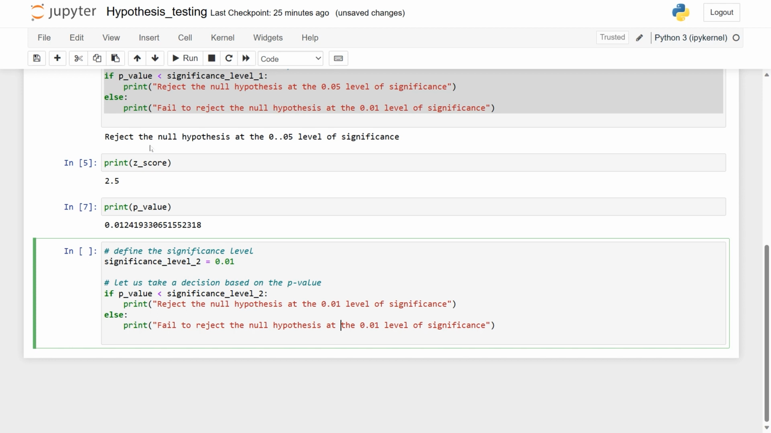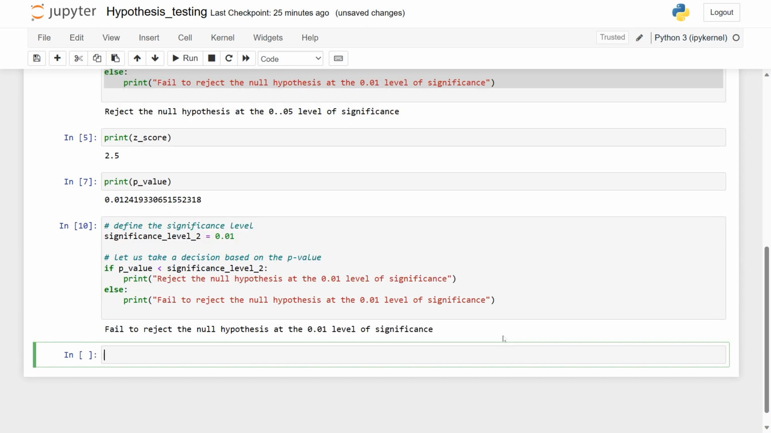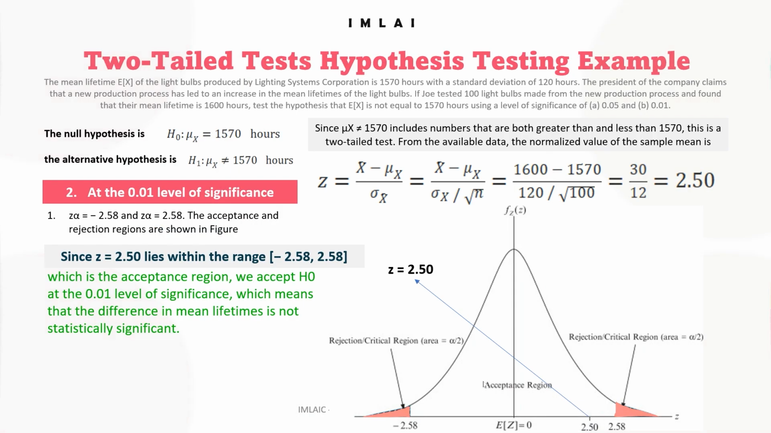Obviously, you can see here your p-value is 0.0124 and your level of significance is 0.01. So the p-value is greater than 0.01, our significance level 2, which means we failed to reject the null hypothesis at the 0.01 level of significance. Okay, that's how a two-tailed test works with different levels of significance.